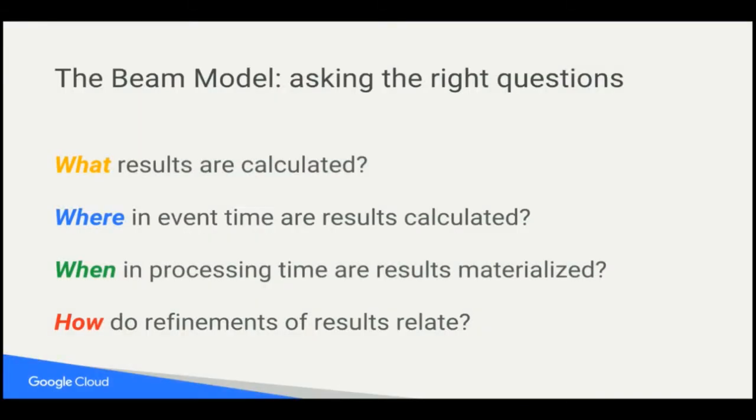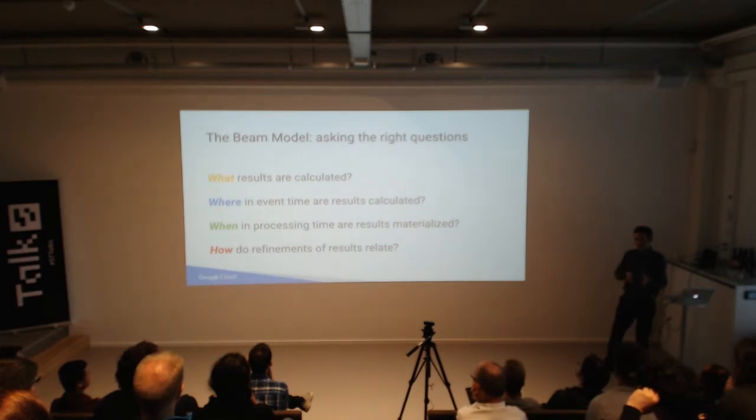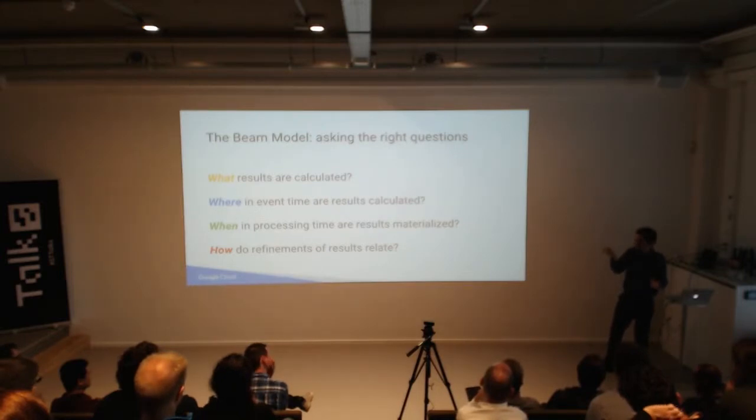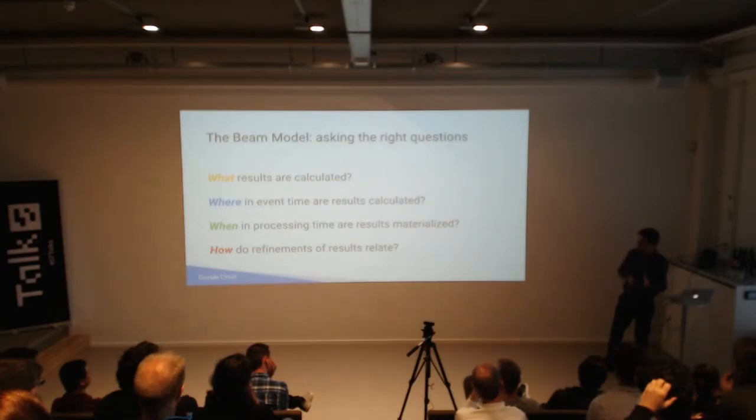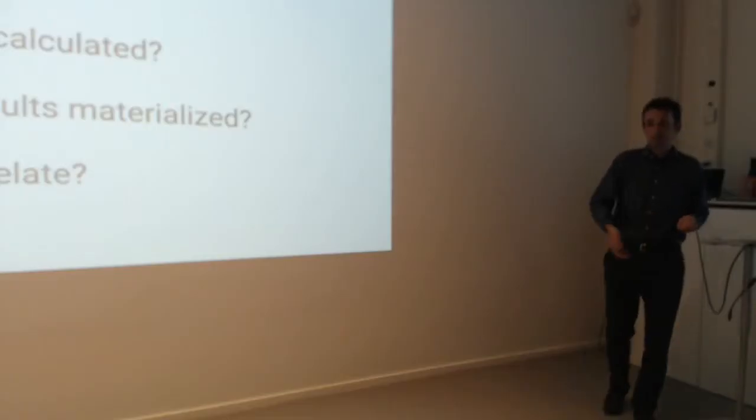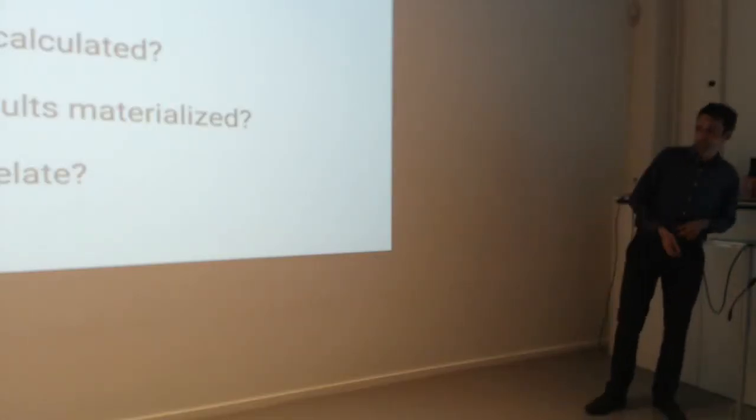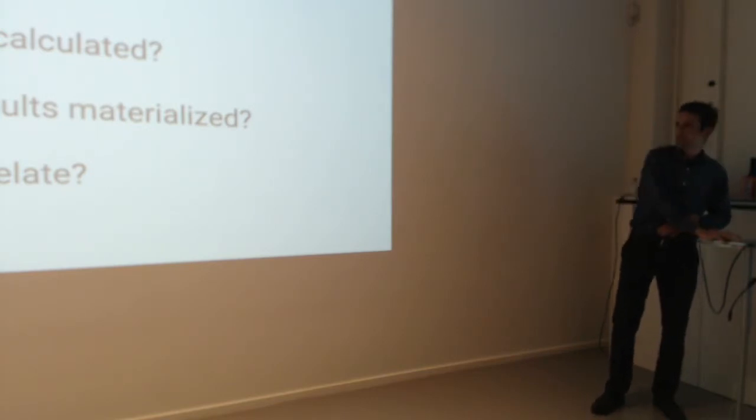So Beam asks these 4 questions. It's asking, what are we calculating? So are we doing aggregations? Are we calculating top n? Are we summing things, counting things? We ask ourselves, where in event time are these results calculated? For our visualization, we need to get stuff on the screen pretty quickly. And when in processing time are those results materialized? Those are closely tied together. And then how do we deal with refinements, which basically means late data, that number 9 on the previous slide?